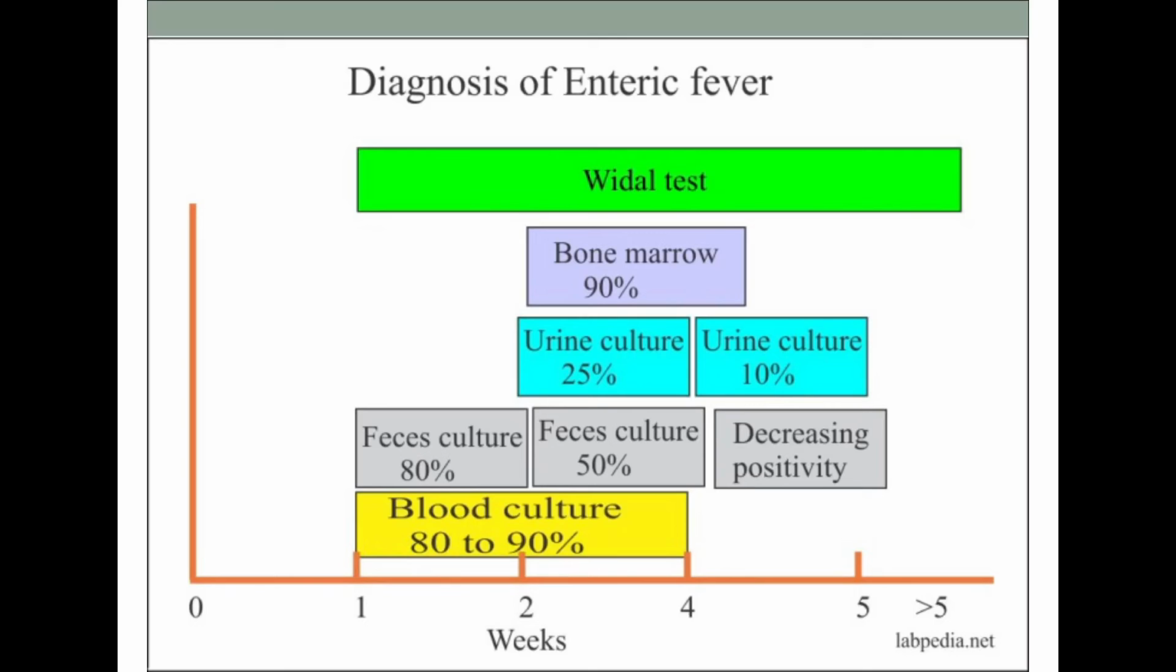Here it shows the sensitivity of various cultures and blood tests for enteric fever and how long after the patient has been infected that there is a probability that they would show a positive result. So Widal test is from 1 to 5 weeks. Bone marrow is 2 to 4. Urine culture again 2 to 5. Feces culture is 1 to 4. Blood culture is 90% sensitive between 1 to 4 weeks.